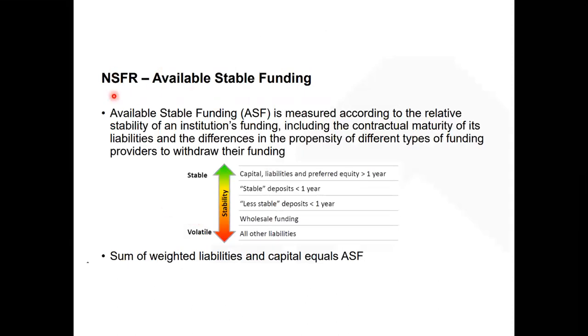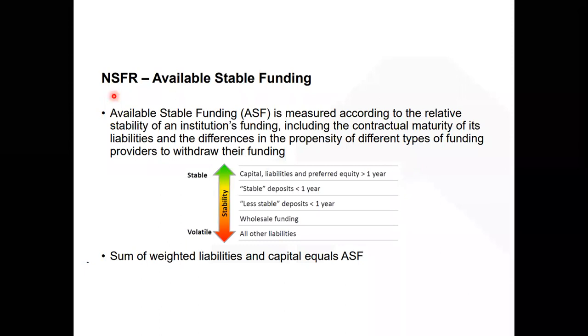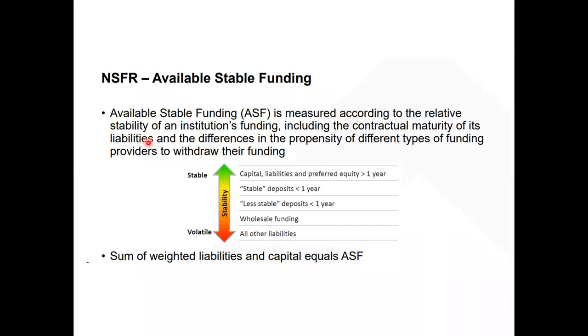Net stable funding ratio. Now we'll discuss available stable funding. Available stable funding is measured according to the relative stability of an institution's funding, including the contractual maturity of its liabilities and differences in the propensity of different types of funding providers to withdraw their funding.